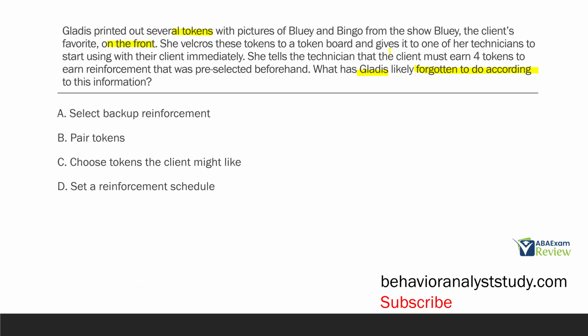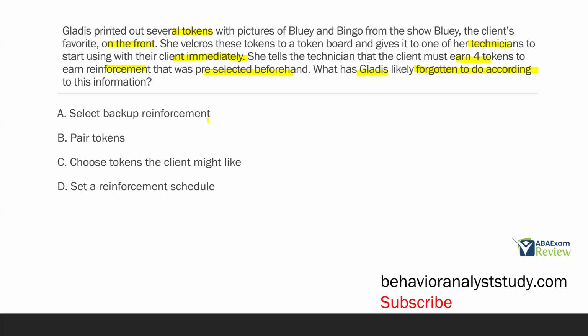She takes those tokens and gives them to her technicians to start using immediately. So immediately after creating the tokens, she wants to implement the economy. She tells the technician the client must earn 4 tokens to earn reinforcement that was pre-selected. So the reinforcement schedule: earn 4 tokens to earn the backup reinforcement. Now, based on all of that information, what has Gladys likely forgotten to do?